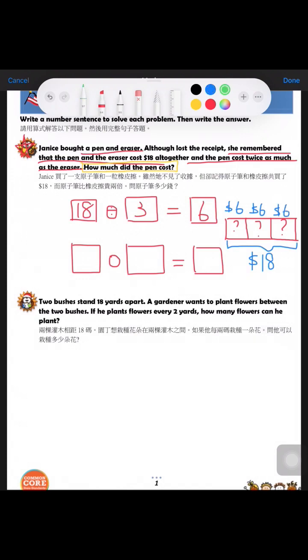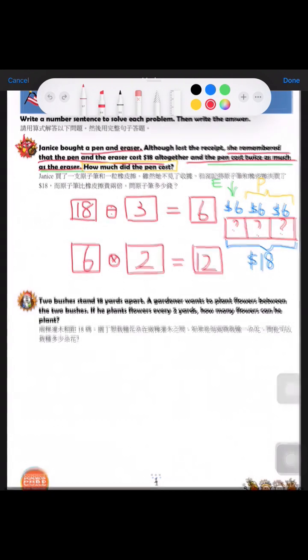And we know that the pen cost twice as much as the eraser. So the cost of the eraser is $6, and the pen costs twice as much as the eraser. That means 6 times 2. Now we need to find the cost of the pen. So it is 6 times 2 equals 12. So the pen cost $12. And now we move on to the next question.